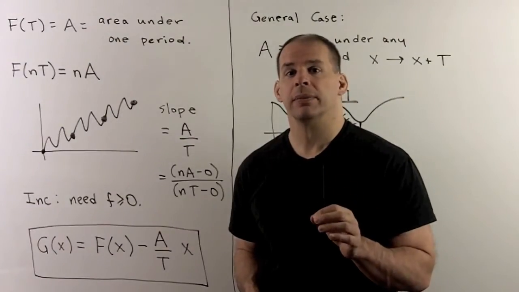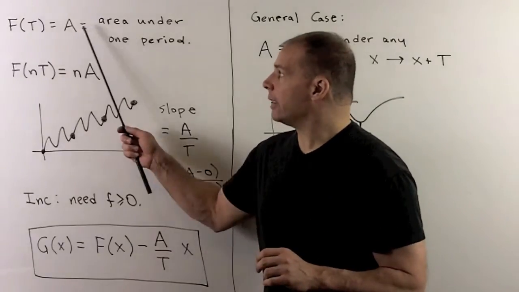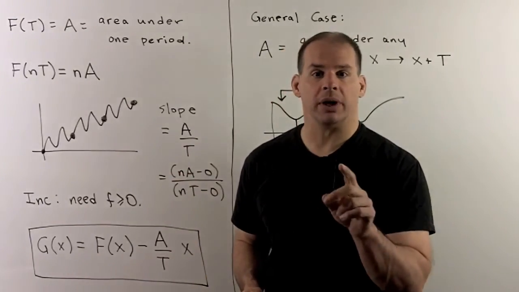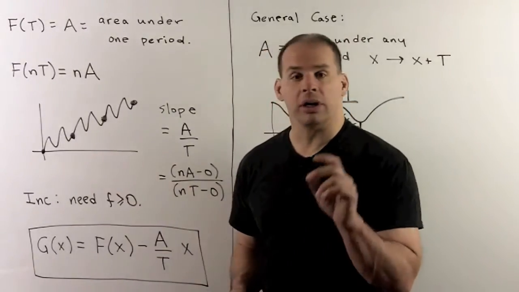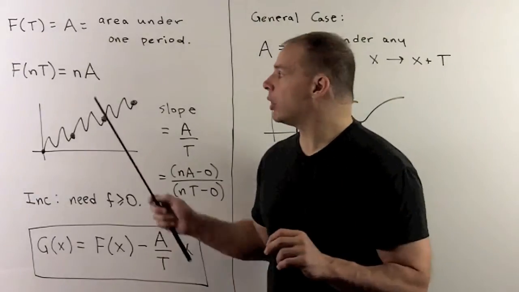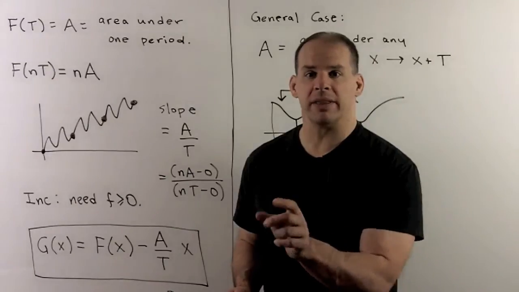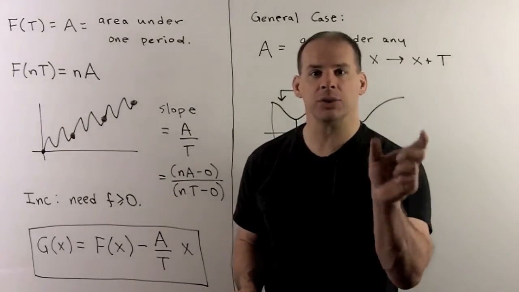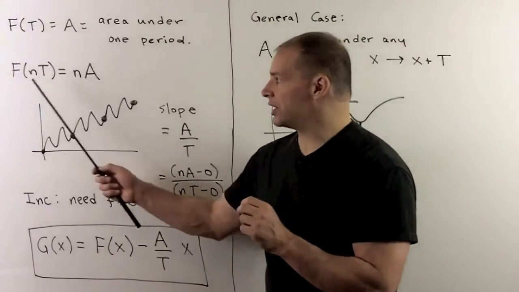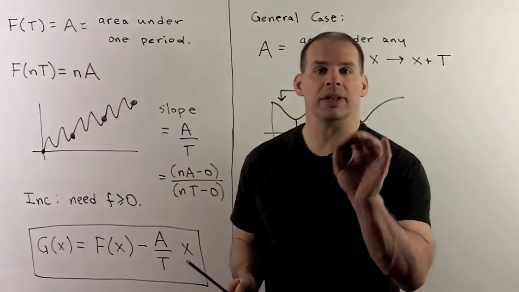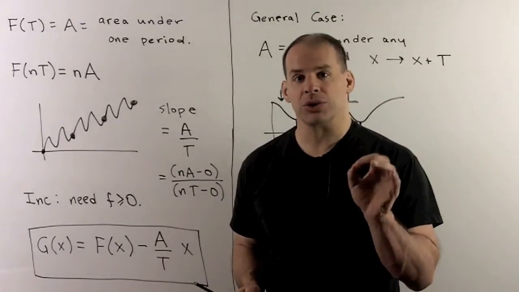For general f, capital F of 0 is 0. Capital F at t is equal to A, the net area under one period, say from 0 to t. And then capital F on an integral multiple of t is just that integral multiple times A. So when n is positive, all we're doing is taking that first period and adding it to itself n times. When n is negative, it's still consistent because if we go to the definition using the integral, we switch the order of the limits and that introduces a minus sign.